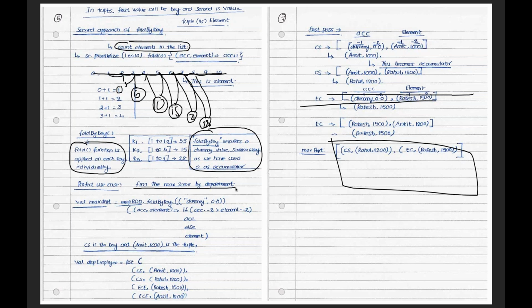That's all it is. Fold, it folds wherein it requires an accumulator in the first place. This accumulator will be combined with an element. When the accumulator and element are combined, a new accumulator comes into place. This new accumulator will be combined with the next element. That's how it iterates until all the elements are completed. Clear till this point, everyone?